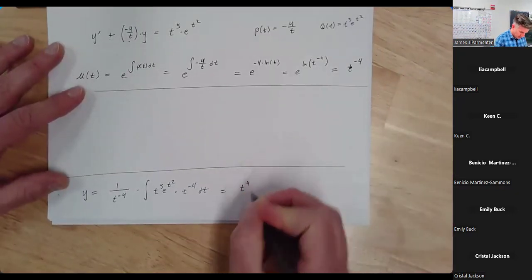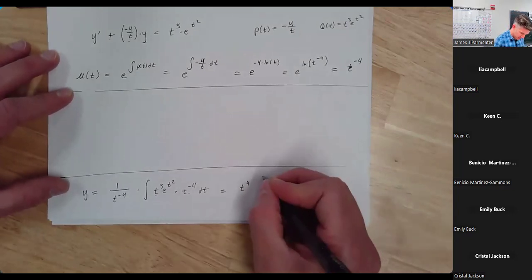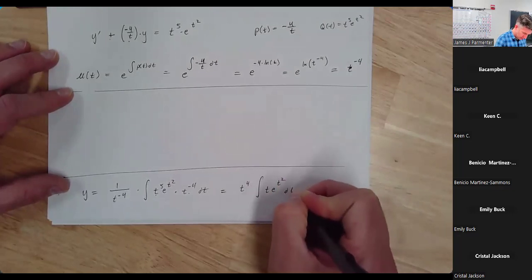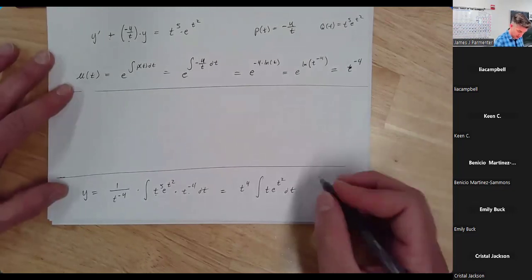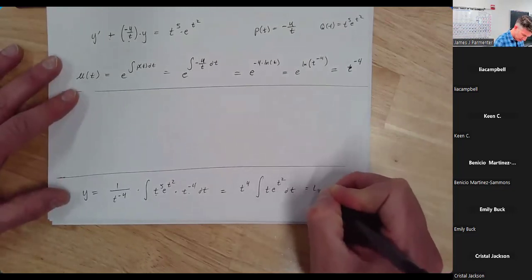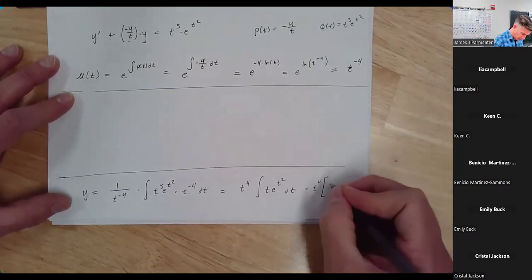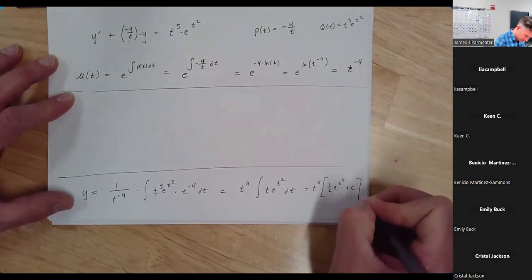And then this integral here, the t to the 5th times t to the negative 4th is just t, so the integral of t e to the t squared. Which again would be a u substitution. I'm just going to say what the answer is. It's going to be equal to t to the 4th times the integral of t e to the t squared, which is going to be 1/2 e to the t squared plus c.